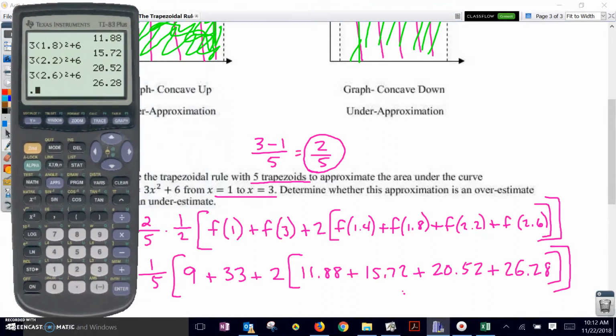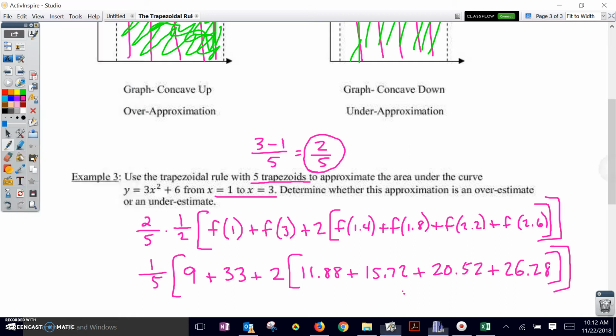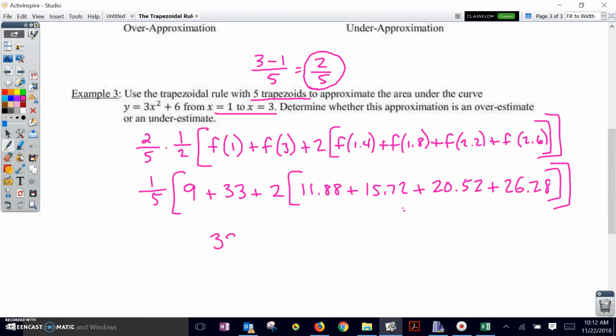Alright, and now I have all the values that I need for my trapezoidal calculation. And so I'm going to take 1/5 times 9 plus 33 plus 2 times 11.88 plus 15.72 plus 20.52 plus 26.28, and I get 38.16 for my trapezoidal rule approximation.